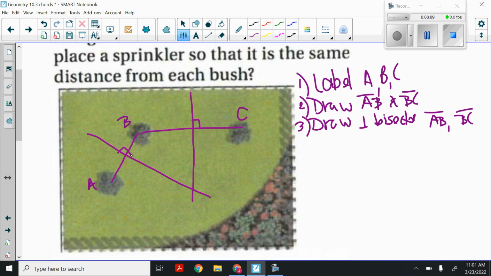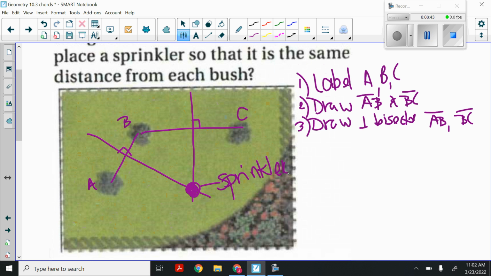We want to now find the point where the bisectors intersect. That will be the center of my circle through ABC, and therefore would be equidistant to A, B, and C. So they intersect right here. That's where we should put our sprinkler. Okay. So we were using a bunch of the theorems that we had talked about earlier, to solve this one problem.